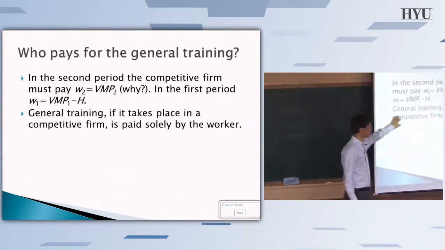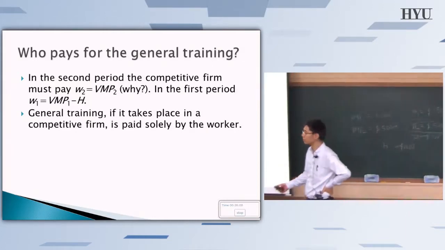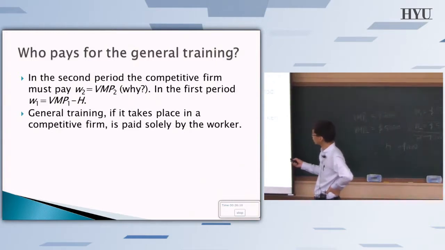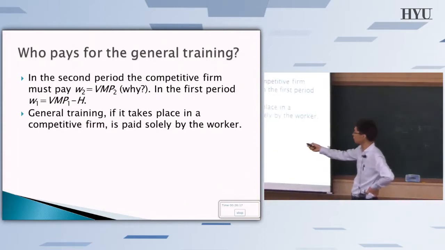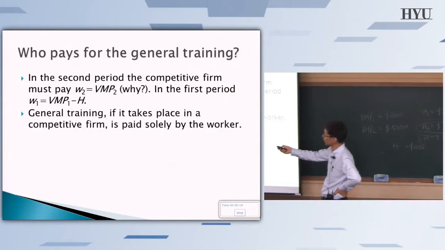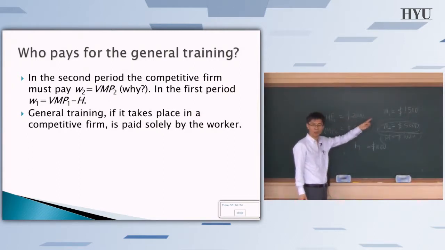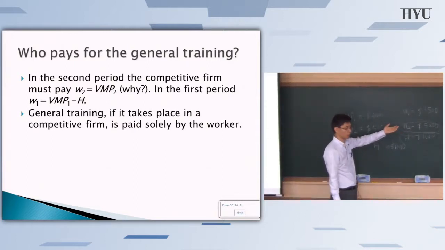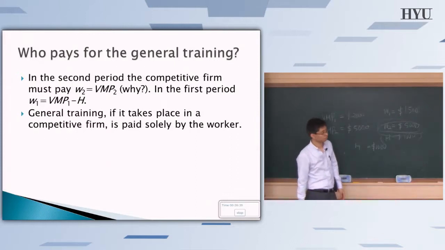So that is the very simple logic of general training. General training should be paid solely by the worker. So simply, if it costs $1,000 to train this worker, and the value of the worker's job is $2,000, simply deduct the total cost, $1,000, and pay the rest. So $2,000 minus $1,000, you get $1,000.